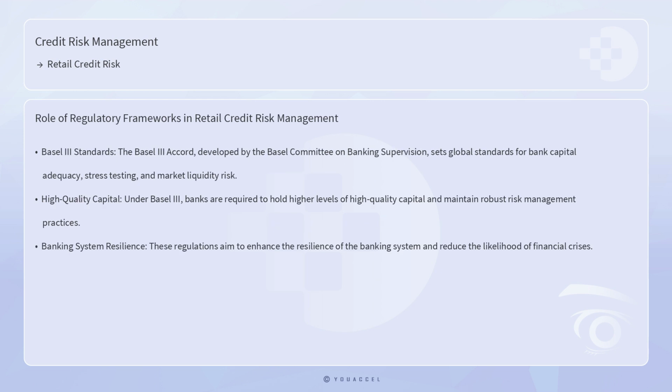Regulatory frameworks play a vital role in ensuring prudent retail credit risk management. The Basel III Accord, developed by the Basel Committee on Banking Supervision, sets global standards for bank capital adequacy, stress testing, and market liquidity risk. Under Basel III, banks are required to hold higher levels of high-quality capital and maintain robust risk management practices. These regulations aim to enhance the resilience of the banking system and reduce the likelihood of financial crises.